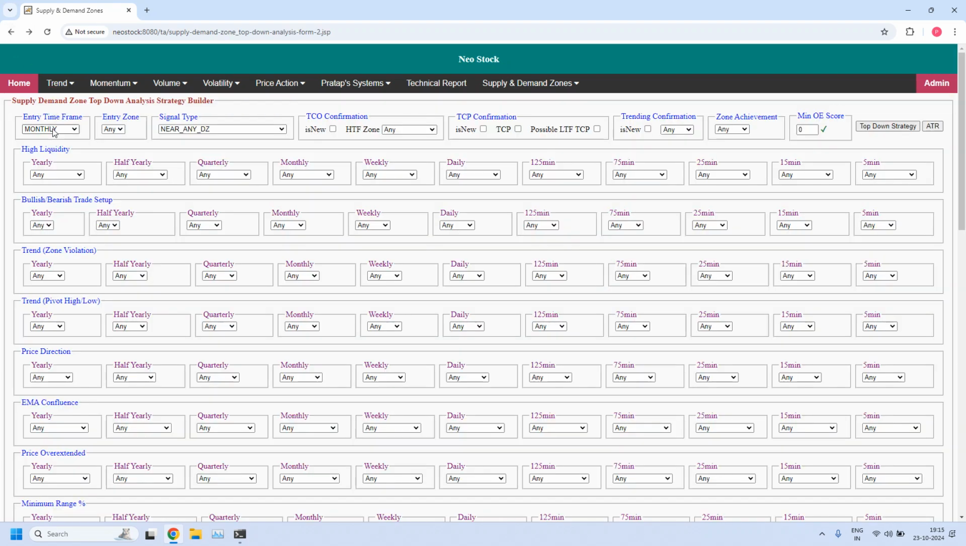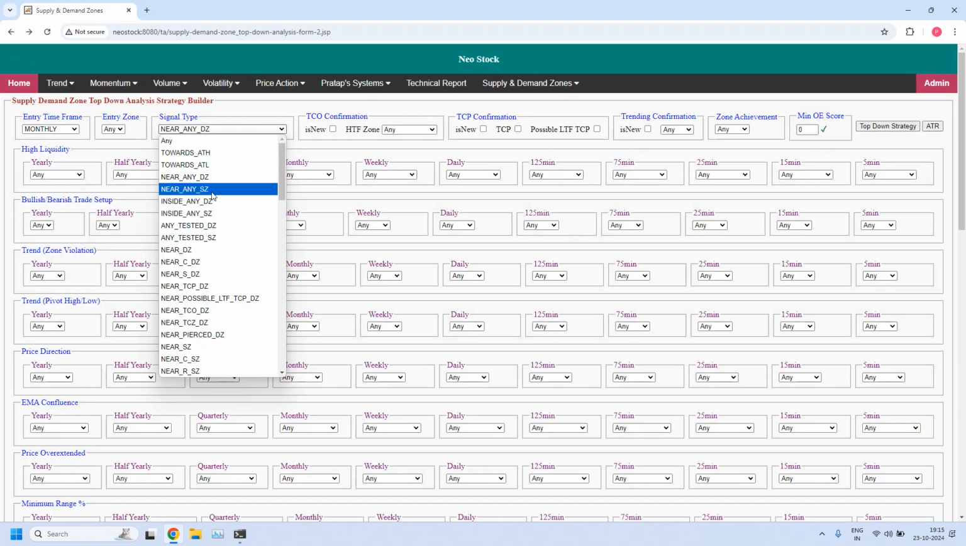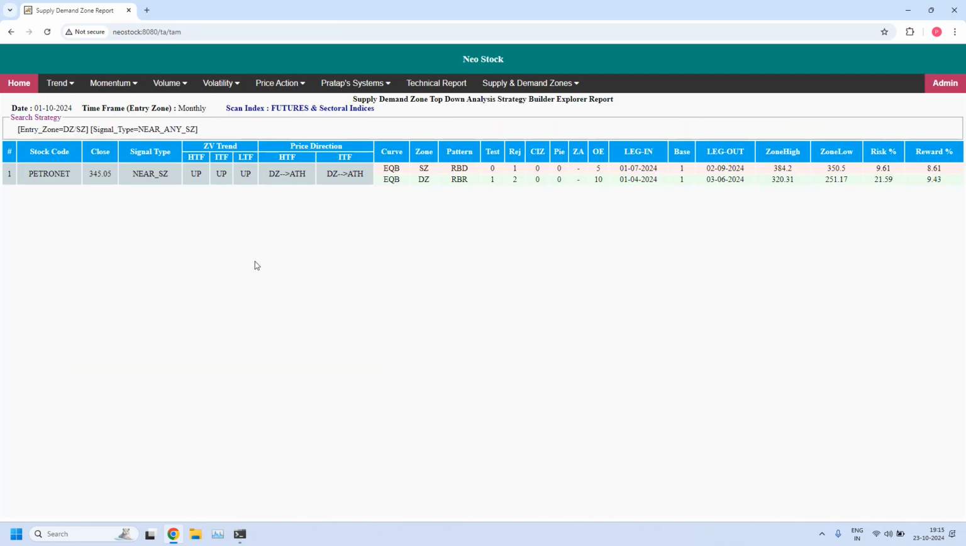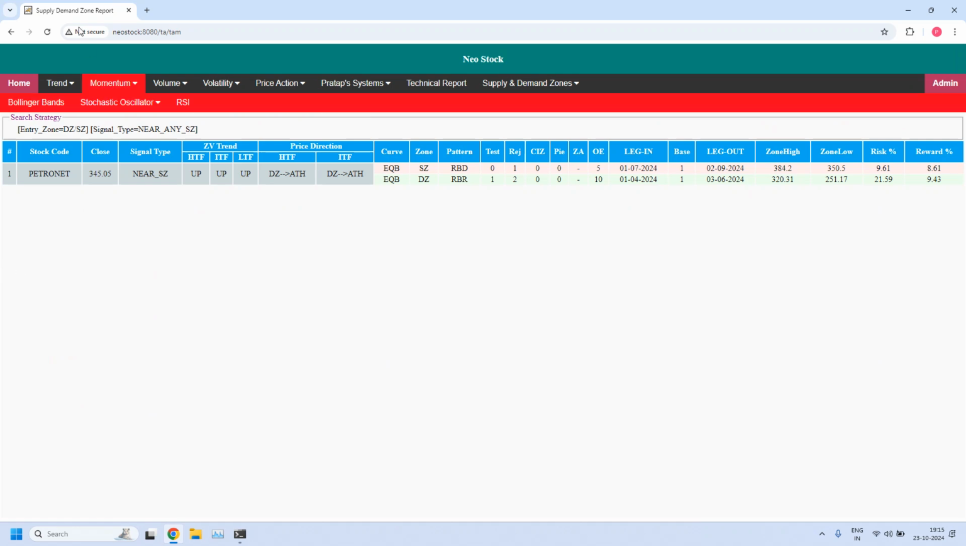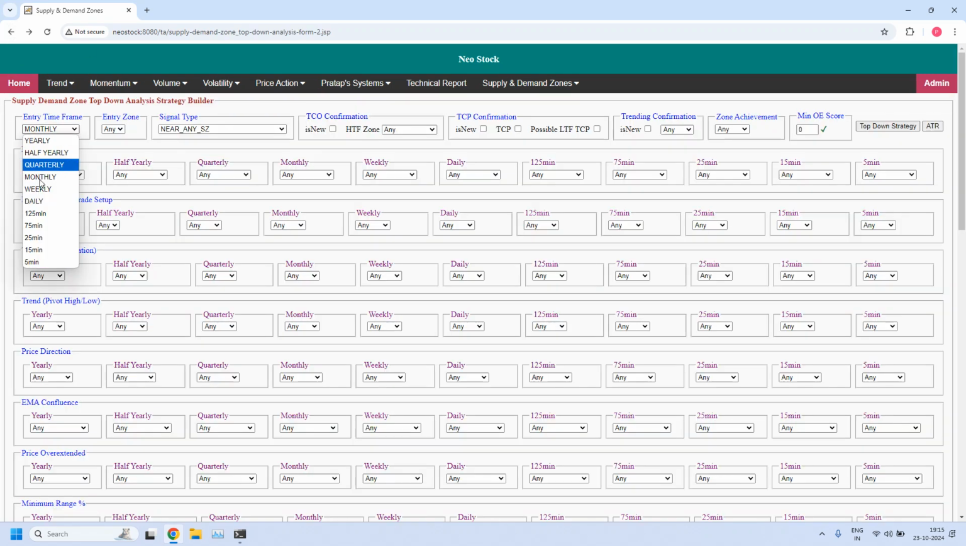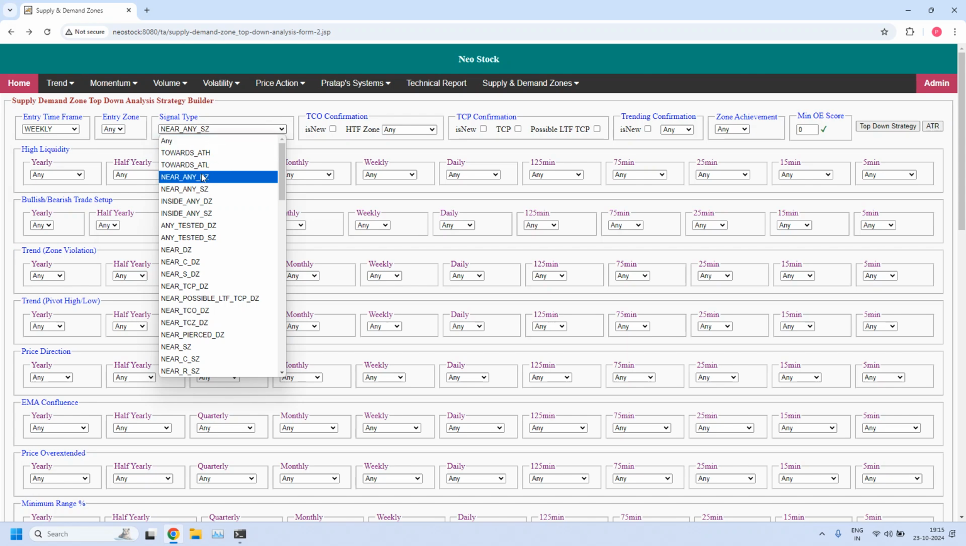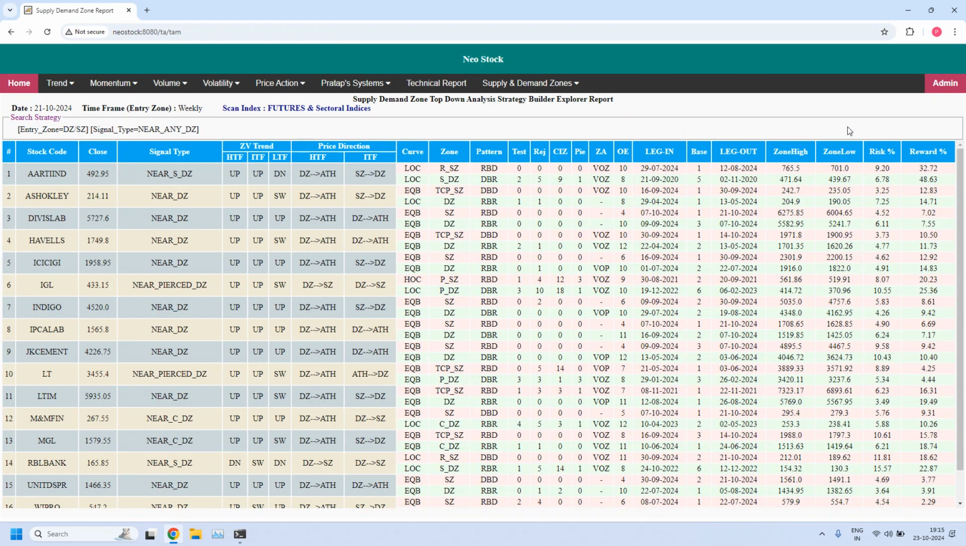Next, for monthly time frame, let's find the stocks near monthly supply zone. One stock is filtered near to the monthly supply zone. Next time frame is weekly. Let us find the stocks near weekly demand zone.